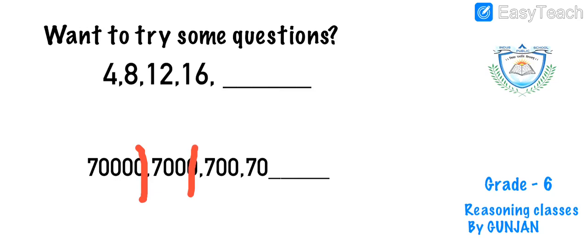If I remove 1 zero, it becomes 700, which is again our next number. If I remove 1 zero, it becomes 70, which is our next number. And now I know you must have found out our answer will be 7, because if I remove again 1 zero, it becomes 7. But what can be the other logic behind this?